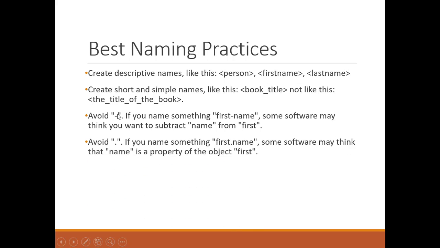Avoid having these quotation marks. If you name something like first-name with the dash, some software may think you want to subtract name from first name. All right. Some software will think like that. So you should try to avoid having quotation and then this dash right there. Okay, so avoid as well quotation and the full stop. If you name something like first.name, some software may think that name is a property of the object first. They might think name is a property of the object first. All right, so what they're trying to tell you here, just try to avoid having this dash and the full stops and so on when you are naming your own tags.